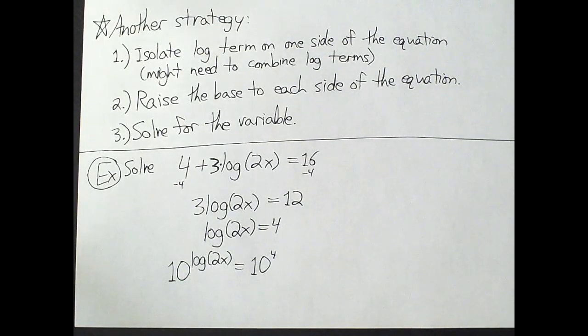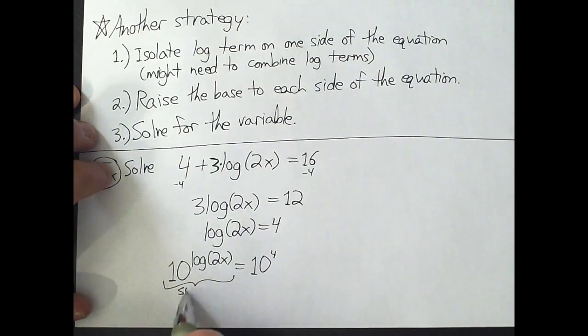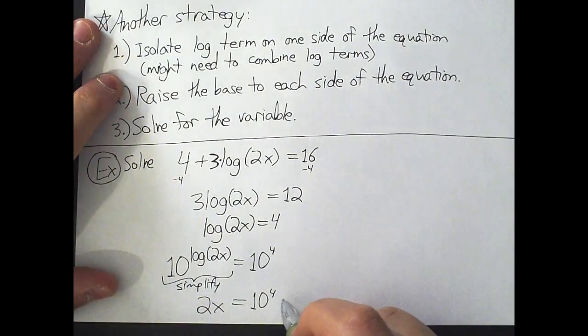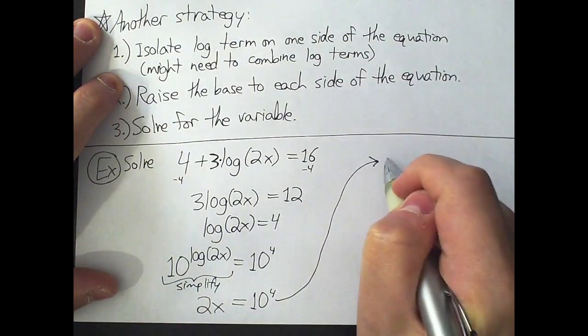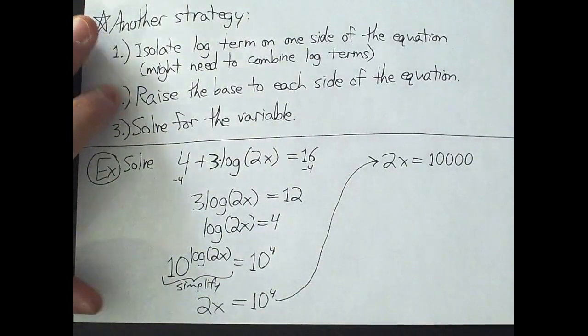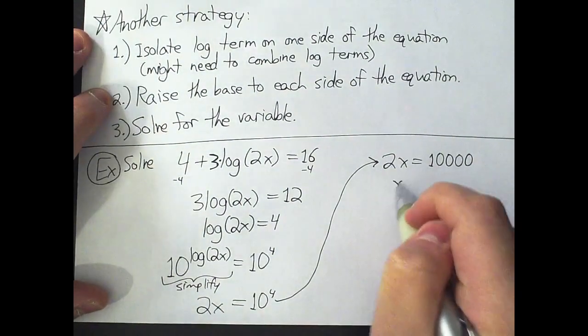The reason why that helps us is because now the left-hand side is a 10 raised to a log base 10, and that simplifies to just 2x. The 10 and the log cancel each other out because they're inverses of each other. Let's continue this up here. This really says 2x equals 10,000, right? Because 10 to the 4 is 10,000. So it says x equals 5,000.